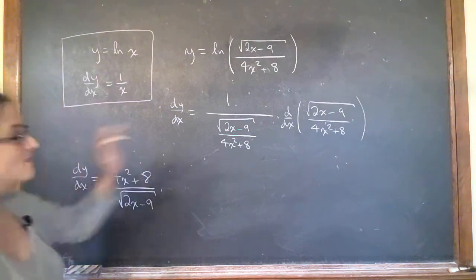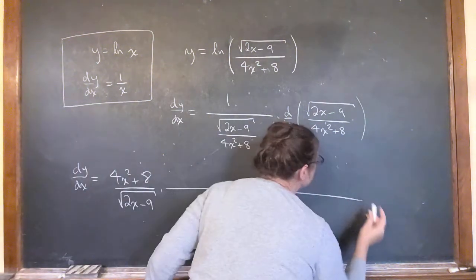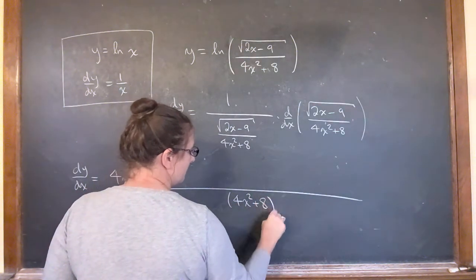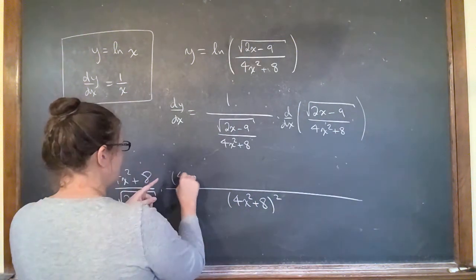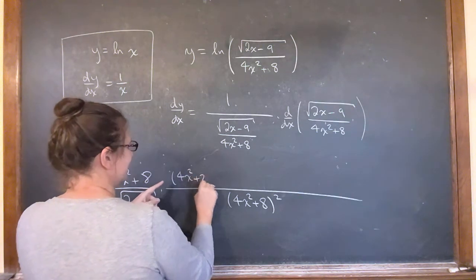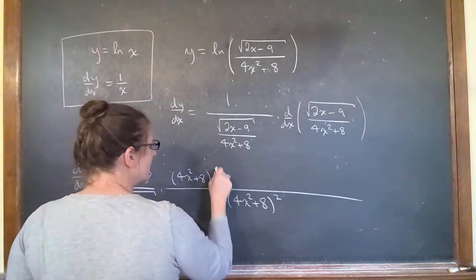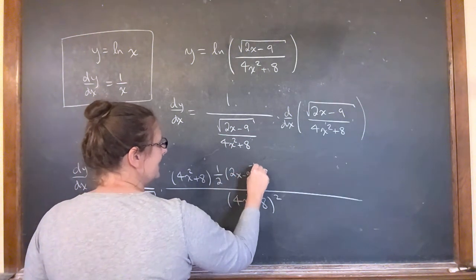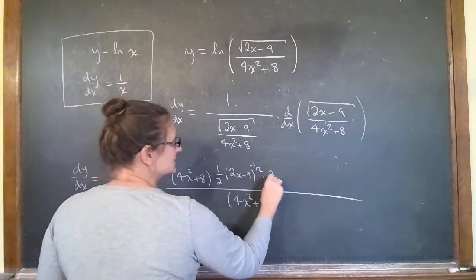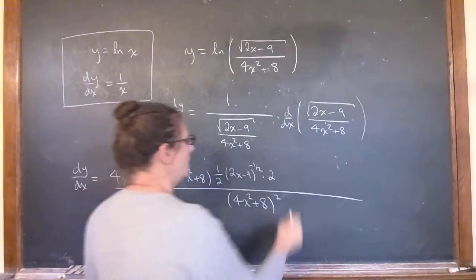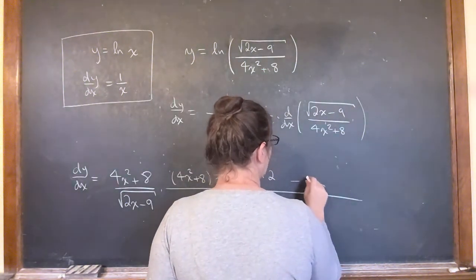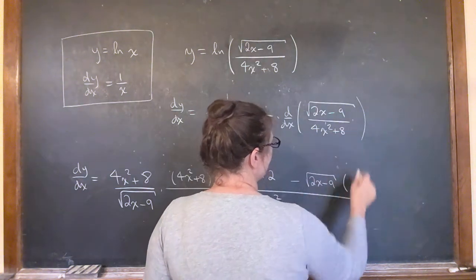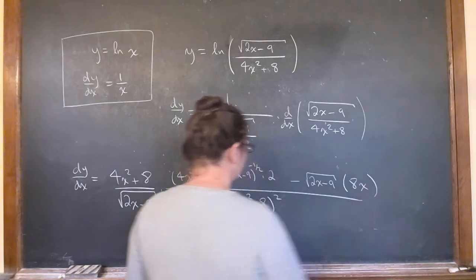And now I have quotient rule for the derivative. So the top times the derivative of the bottom, right? This is going to be 1/2 (2x minus 9) to the negative 1/2 times the derivative of what's inside, so that's another 2, minus that 2x minus 9 times the derivative of the bottom, which is going to be 8x.